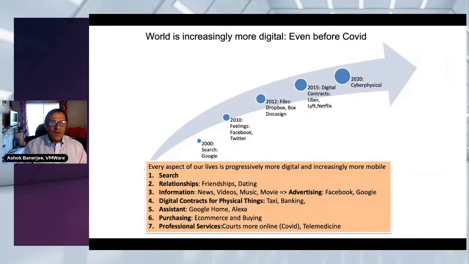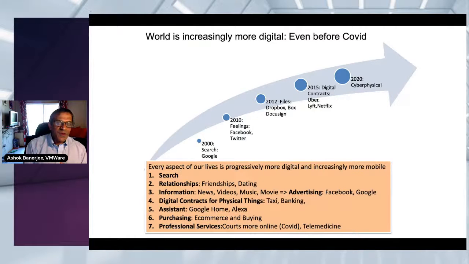Easiest to describe this in the art, when we think of projecting to the future, even before COVID, let's look at what have been the major startups. We look at search in the 2000s, Google. By 2010, it was about relationships, friendships, Facebook, Twitter, sharing of feelings and thoughts. By 2012, 2014, Dropbox, Box, DocuSign, big startups, big trends. More digital contracts. 2015, you're starting to see digital contracts for the physical world. Uber, Lyft, Netflix.